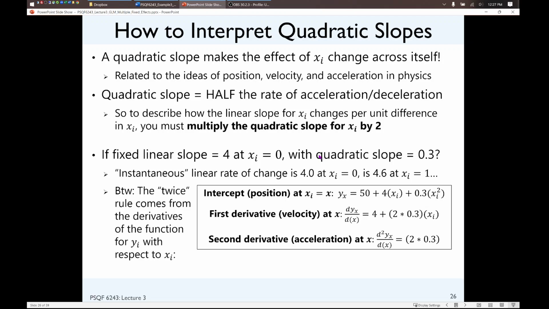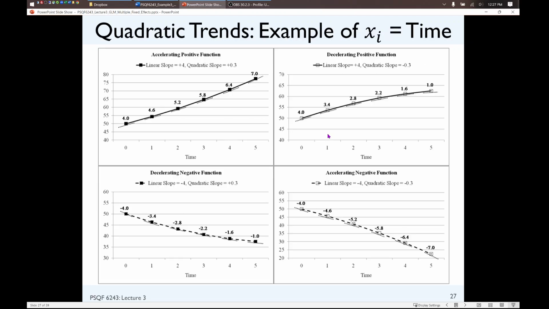So again, the thing to remember, to do anything with the quadratic slope and talking about how it changes the linear slope, you need to multiply it by 2. Here are some examples, and this is the same slide that I'm going to be giving in the longitudinal class next week, in fact. So here, the x variable is time. So this is in a longitudinal context. And the slope at time equals 0, so note the scale starts at 0. Time has been centered so that 0 represents the first occasion. The slope of the line, to the best of my PowerPoint drawing ability, at this point is 4.